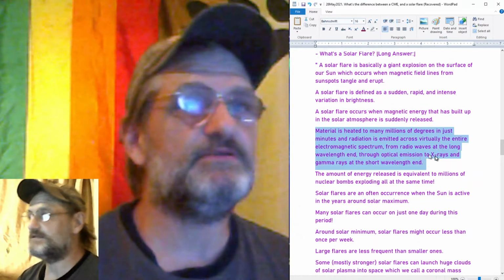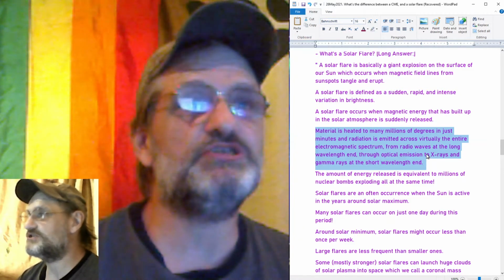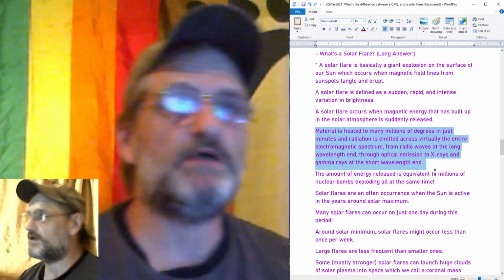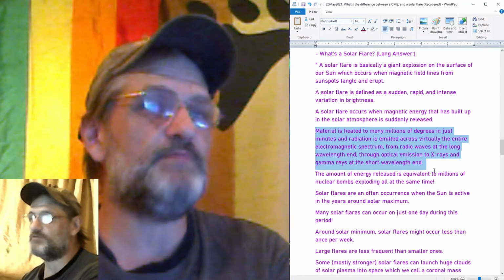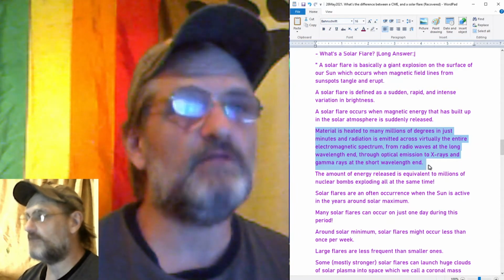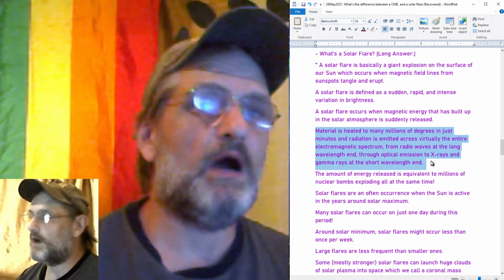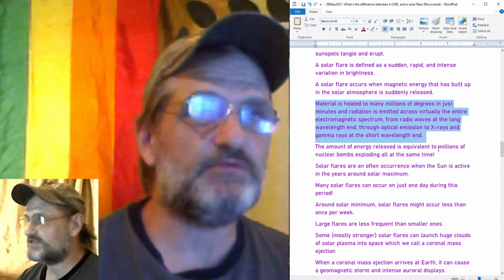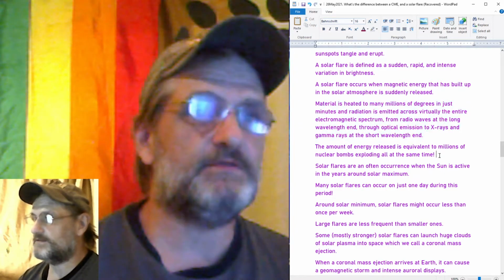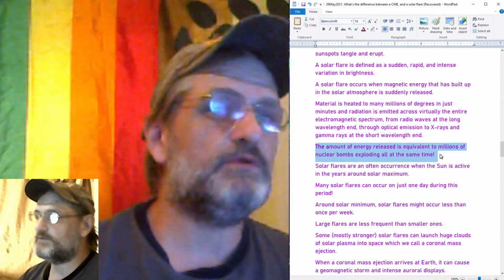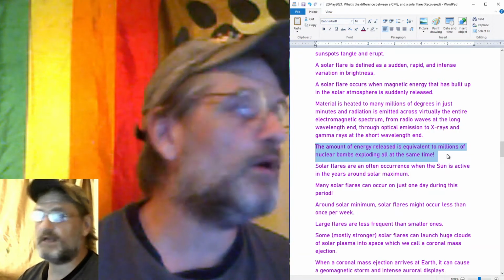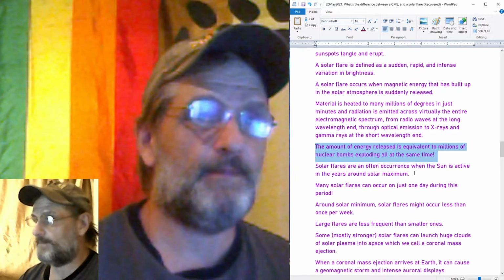Material is heated to many millions of degrees in just minutes, and radiation is emitted across virtually the entire electromagnetic spectrum, from radio waves at the long wavelength end, through optical emission, to X-rays and gamma rays at the short wavelength end. The amount of energy released is equivalent to millions of nuclear bombs exploding all at the same time.